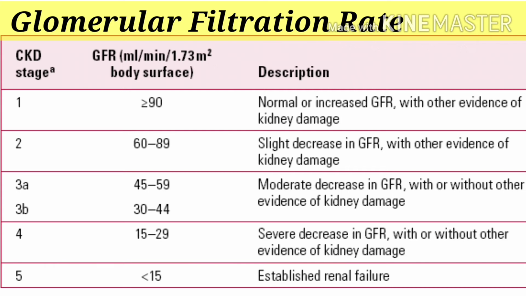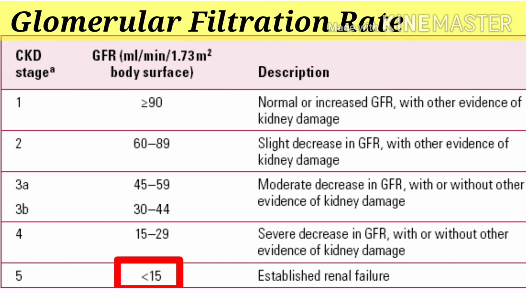Now we'll go with the values. If estimated glomerular filtration is more than 90, it's normal. If GFR rate is ranging from 60 to 89 ml per minute, there is mild decrease in glomerular filtration rate. If the value ranges from 30 to 59, there is moderate decrease in the glomerular filtration rate. If it is 15 to 29, there is severe decrease in glomerular filtration rate.